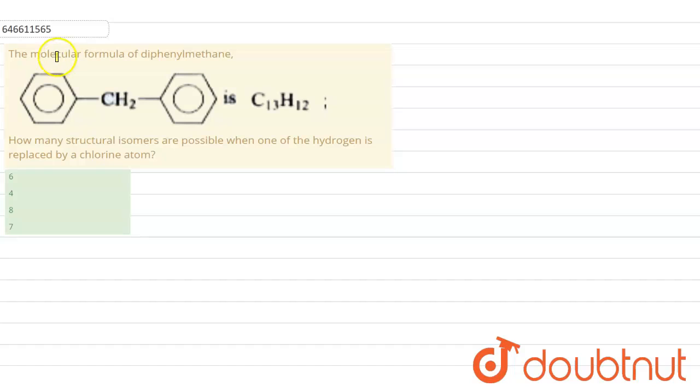Hello everyone. In this question, a molecular formula of diphenylmethane is given and we have to find out the number of structural isomers which are possible when one of the hydrogens is replaced by a chlorine atom. So, let's see how many isomers will be formed.